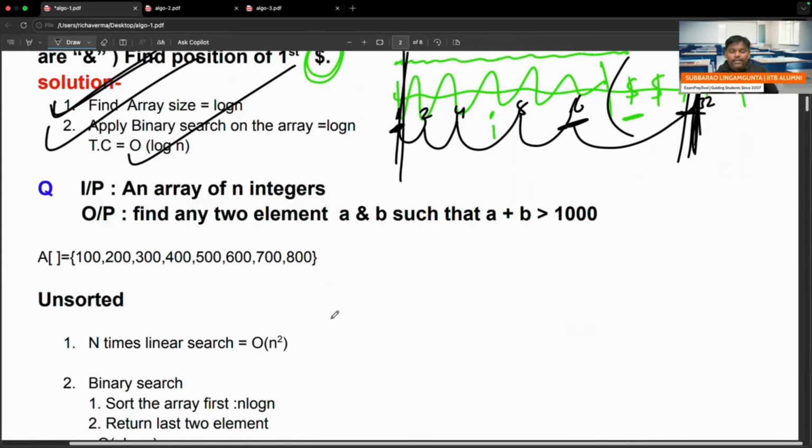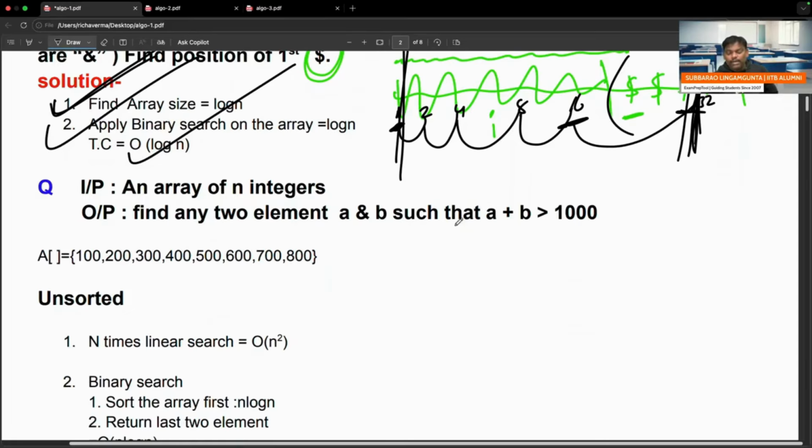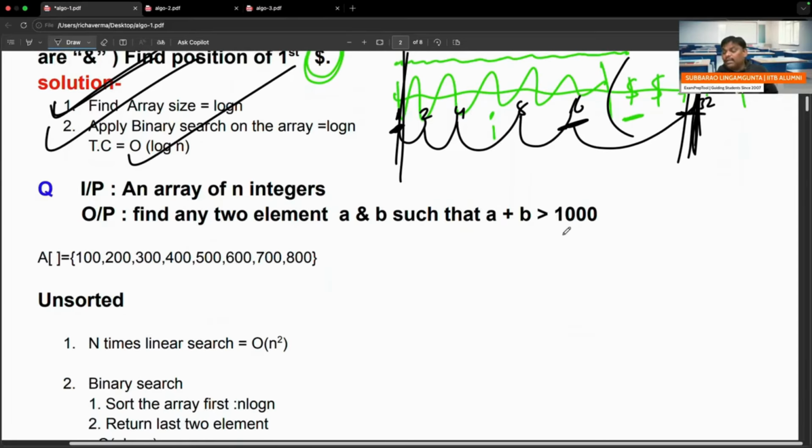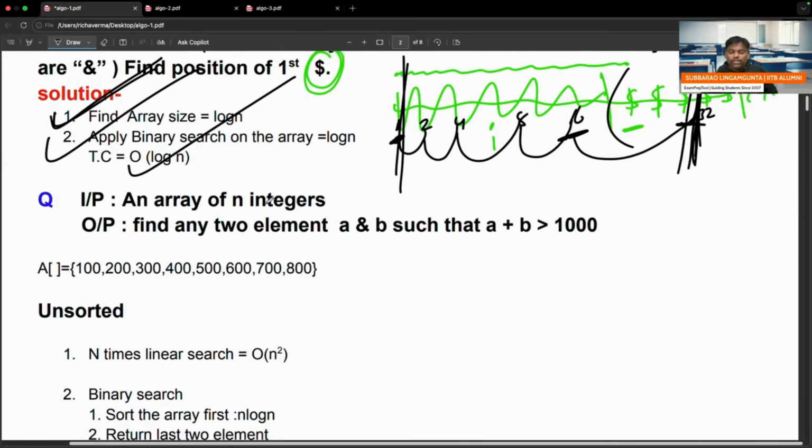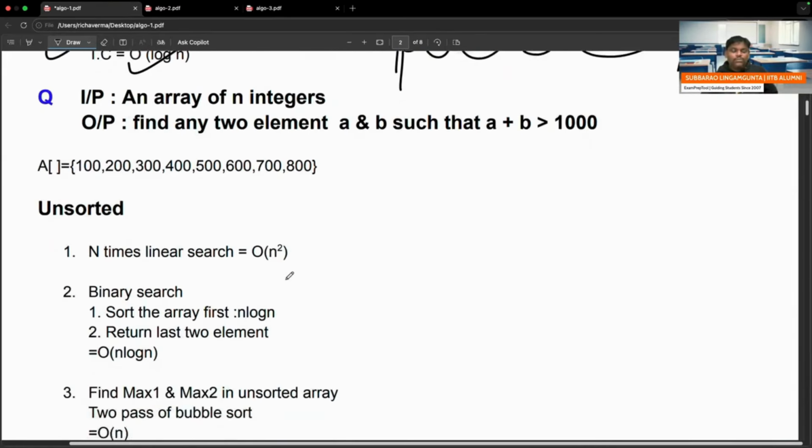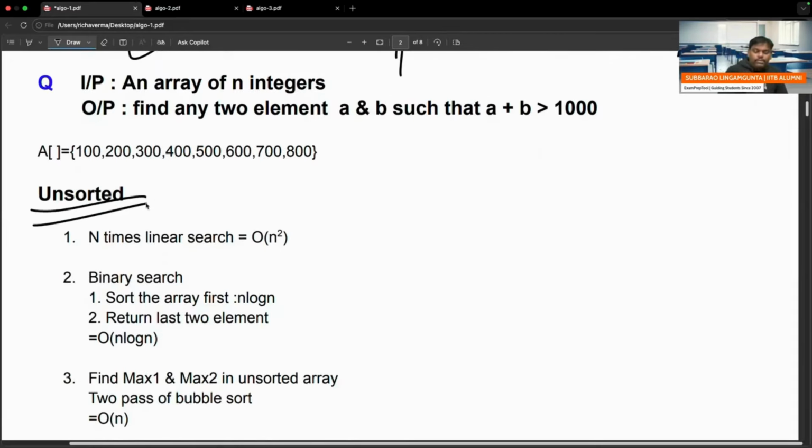An array of n integers, find any two elements a and b such that a plus b is greater than 1000. So it is not mentioned whether it is sorted or unsorted, so anything can happen. Let us assume that it is unsorted.